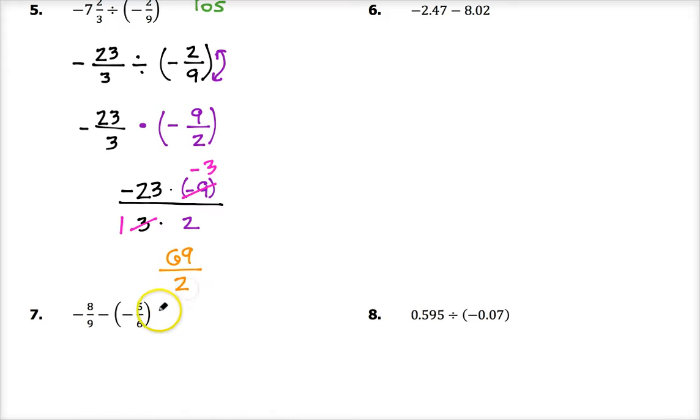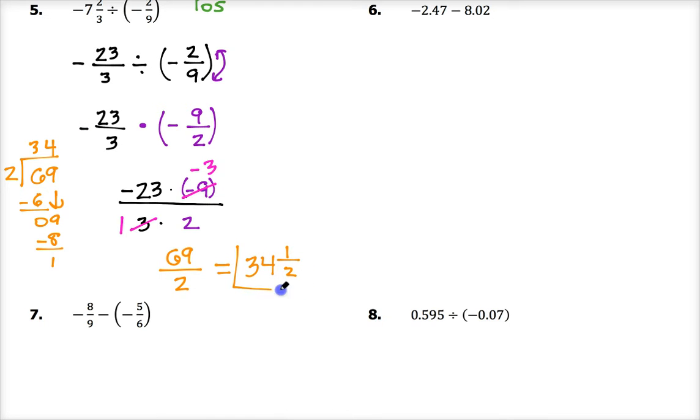So I get 69/2. Make this a mixed number. 2 will go into 6 3 times. And then 2 will go into 9 4 times with the remainder of 1. So this becomes 34 1/2.